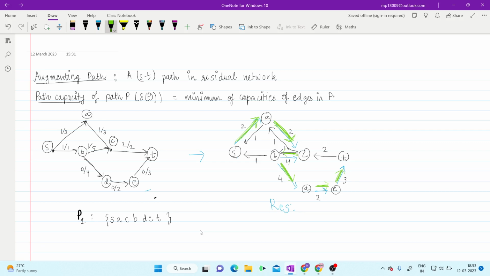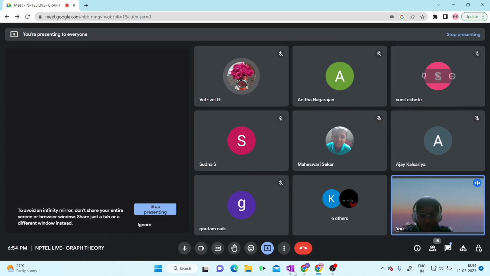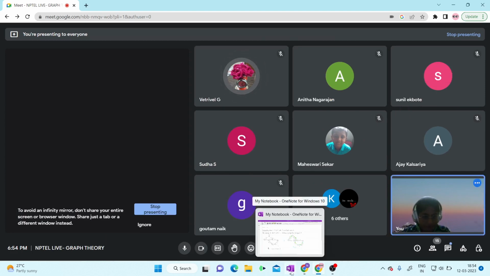So this was what I wanted to discuss for networks and flow. Basically the definition of flow, definition of residual network, and definition of augmenting path. Are these three definitions clear to everyone? Yes, ma'am. Clear, ma'am. Okay, so this was all for today. If you have any questions, you can ask.